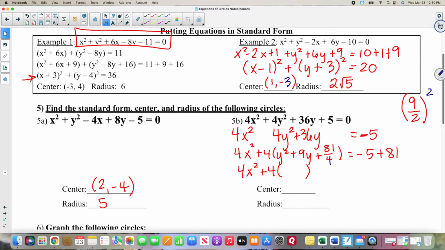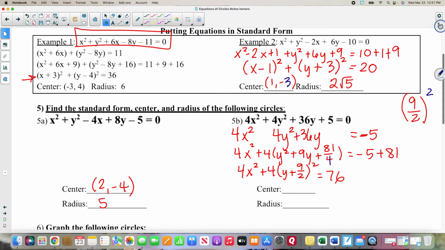Y plus 4.5. Okay, but we can't put it as 4.5. What do we put? Just do 9 over 2. So y plus b divided by 2 squared equals 76. It's always going to be b divided by 2, so you don't have to actually factor.